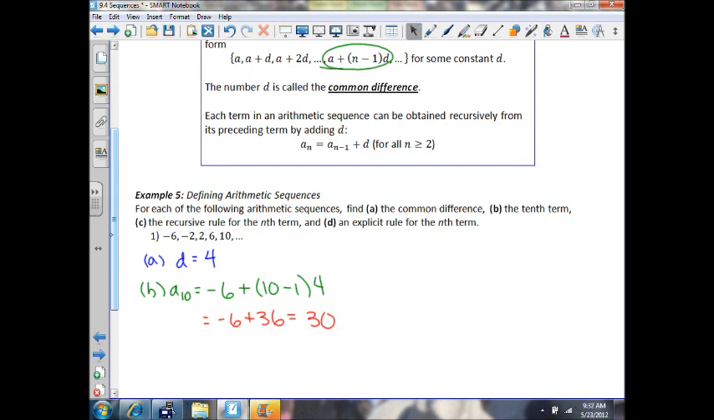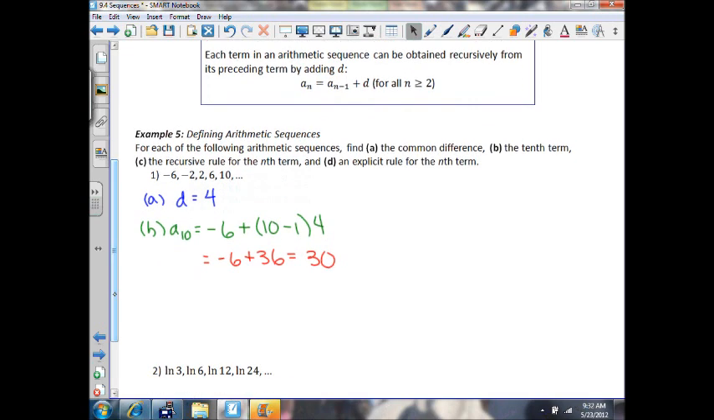Now for part C, we need to find the recursive formula, or the recursive rule for the nth term. So we're going to use this here. So for part C, a sub 1 will equal negative 6. a sub n will equal a sub n minus 1 plus 4 for n greater than or equal to 2. There is your recursive formula.